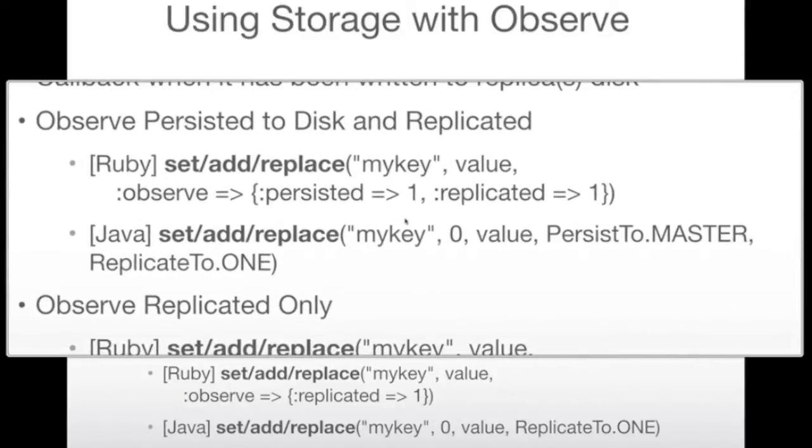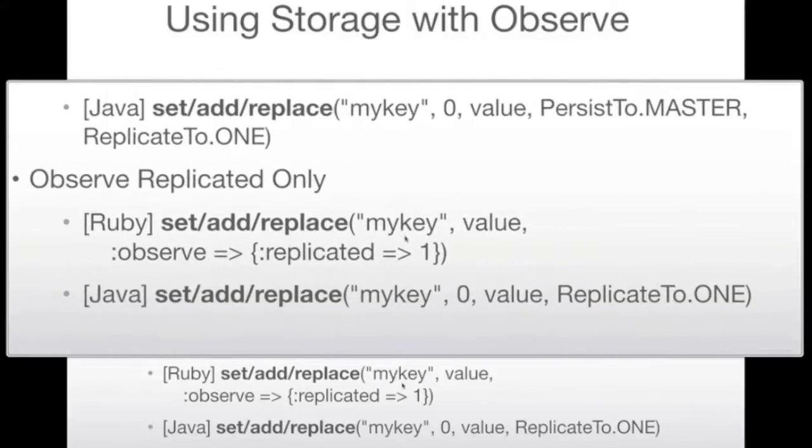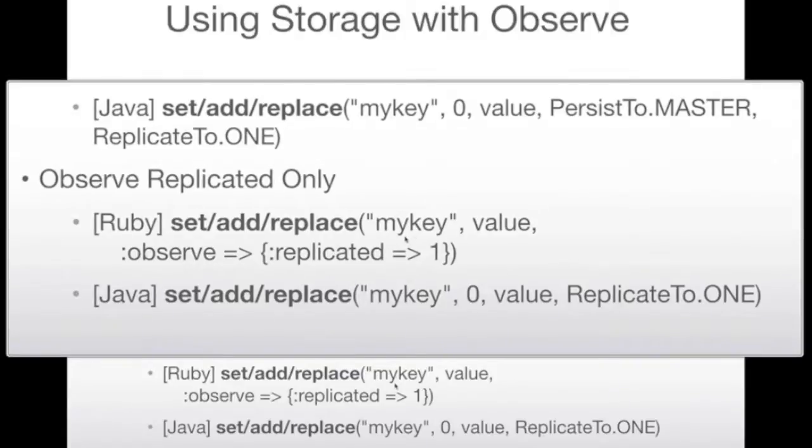In Java, these are enumerations, so we want to persist to master and replicate to one node. You can also replicate to two nodes, or persist to two disks, which is the master and a replica, for instance. And you can do all of them, or just one. So in this case down below, we have add and replace, but just tell me when it's been replicated to another machine, and the same with Java, replicate to 1.